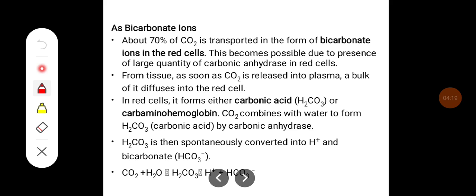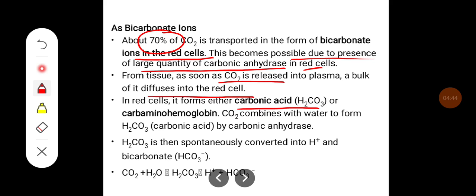As bicarbonate ions, about 70% of the carbon dioxide is transported in the form of bicarbonate ions in the red cells. This becomes possible due to the presence of a large quantity of carbonic anhydrase in red cells. From tissues, as soon as carbon dioxide is released into the plasma, a bulk of it diffuses into the red cell. In red cells, it forms either carbonic acid or carbamino hemoglobin.